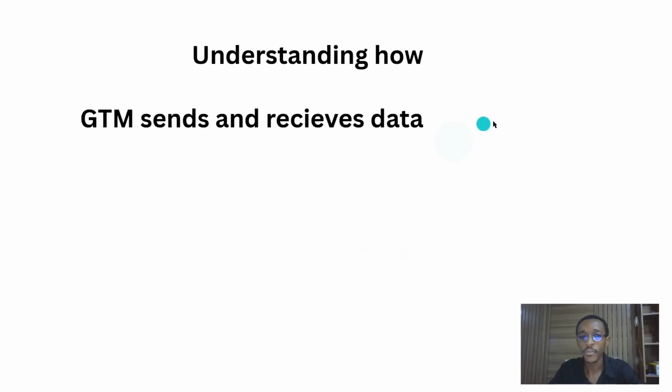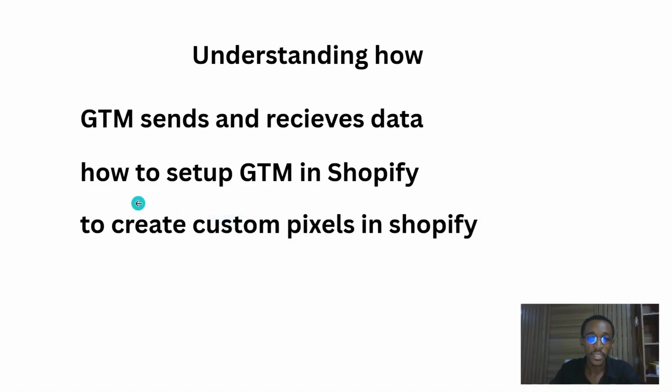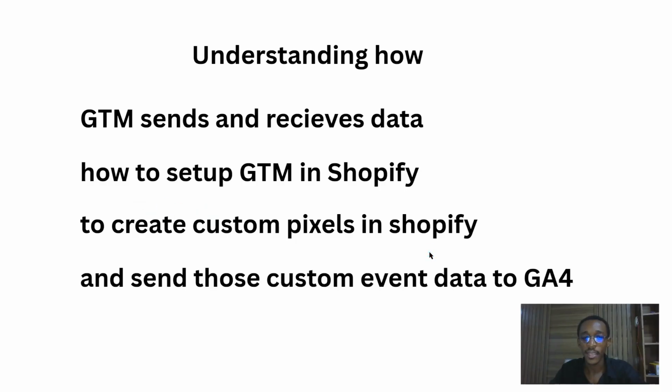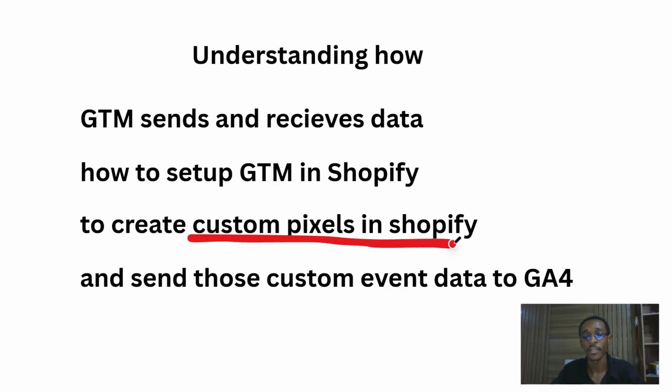And with that, we've been able to understand how Google Tag Manager sends and receives data to various destinations, how to set up Google Tag Manager in Shopify just by adding the code in the header tag of the theme code, how to create custom pixels in Shopify, and how to send those custom events data to Google Analytics 4. Now, one thing I didn't mention was that creating those custom pixels in Shopify can easily be done with the use of AI nowadays. So you can literally tell ChatGPT or whatever AI platform that you use to help you generate the code to send custom events to your Google Tag Manager platform.